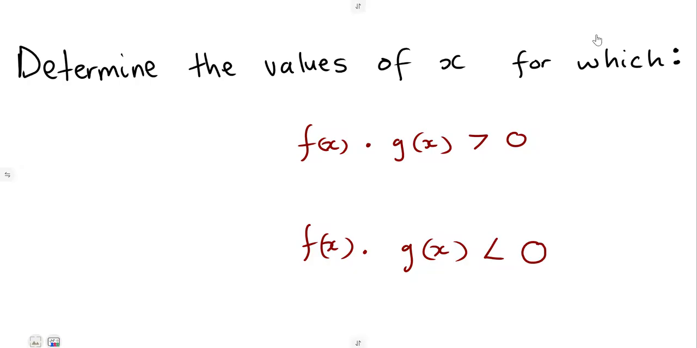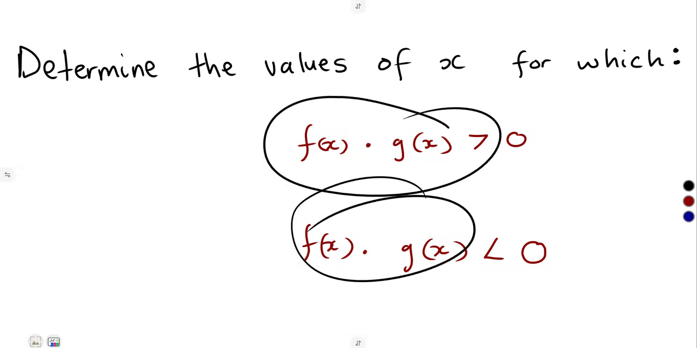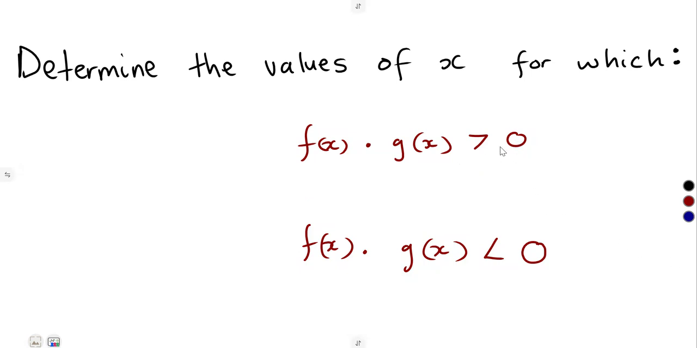All right, guys. In this class, we are going to look into another section of our functions, still on determining values of x for which we are given conditions, all right? But this is to be done graphically. In our case, we are going to consider the product of two functions, whether it can be greater than 0, greater than or equal to 0, less than 0, or less than or equal to 0. Those are the conditions.